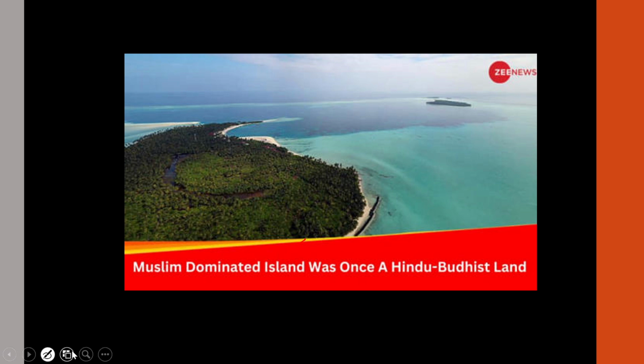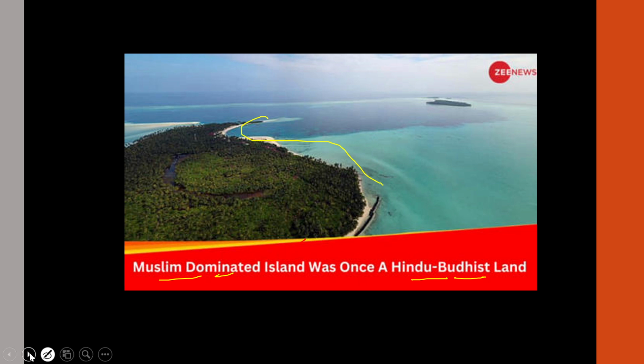So it means once upon a time this Lakshadweep Island, you can see the beautiful picture of Lakshadweep here, was a Hindu Buddhist land, but later on it became completely Muslim dominated. Why did it happen? What were the reasons? All that we are going to see.